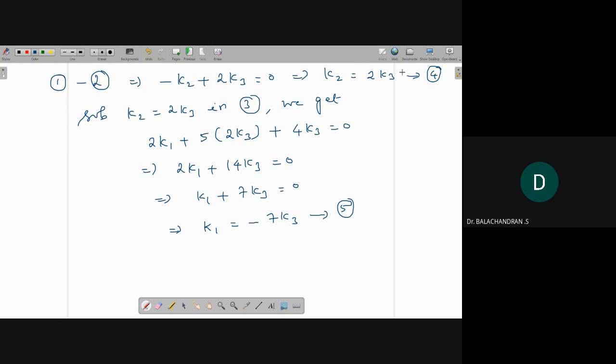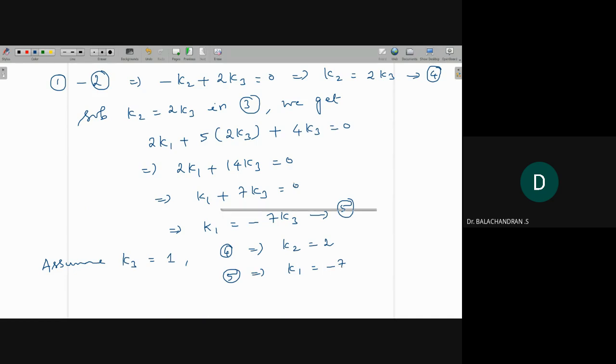So K2 is also in terms of K3, and K1 is also in terms of K3. Now I am going to assume that K3 is some arbitrary value. You can take 1. I'm fixing K3 as 1. If K3 is 1, equation 4 implies K2 is 2. Equation 5 implies K1 is minus 7. So now we know K1, K2, K3.